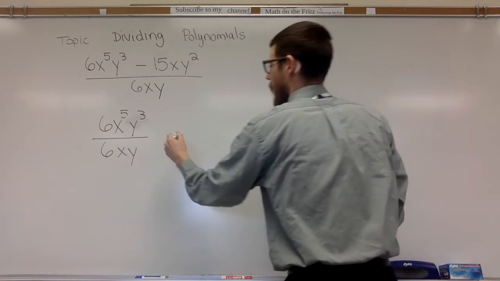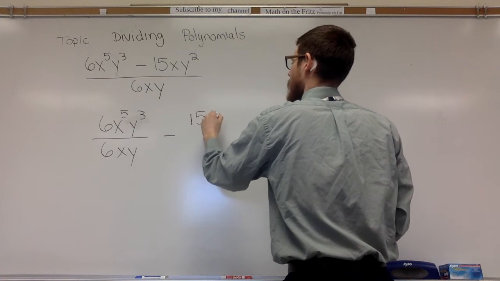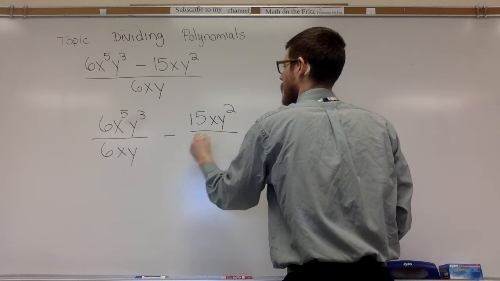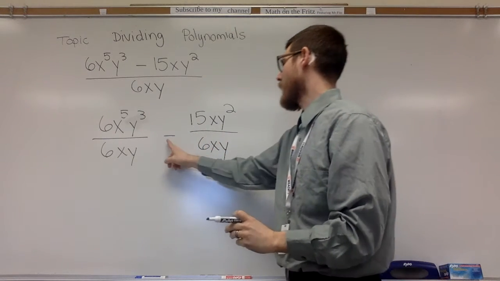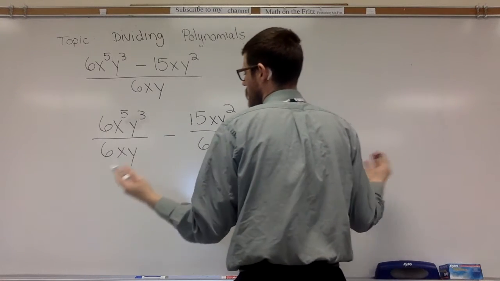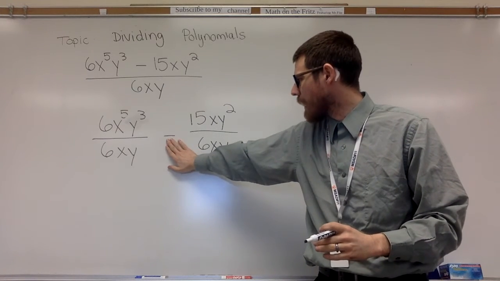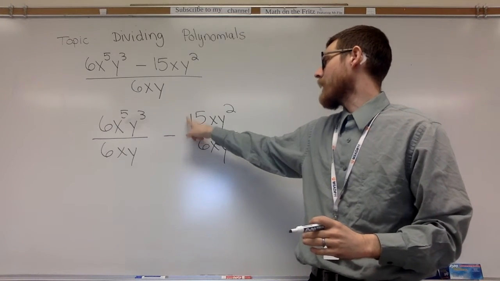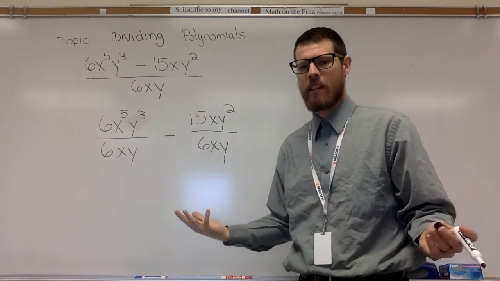Do I want to put a minus in between like this and have it 15xy squared? Or do I want to attach that as a negative to this top number and make this a plus? Doesn't matter which way you do it. I'm just going to leave it like this for now. If I had included this as a negative, then I'd get a negative when I divided, and then it would end up moving to the middle anyway.